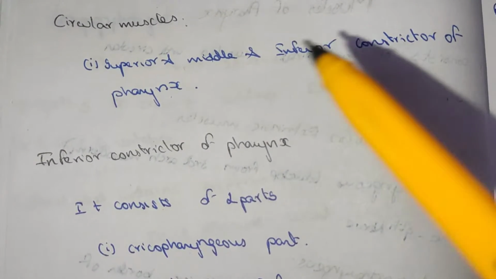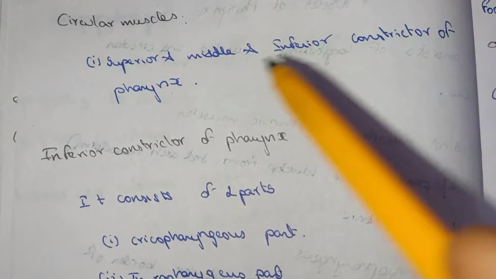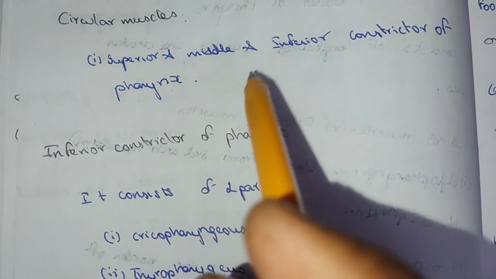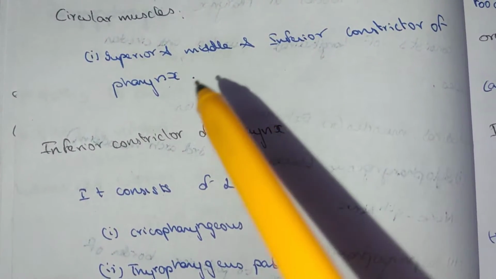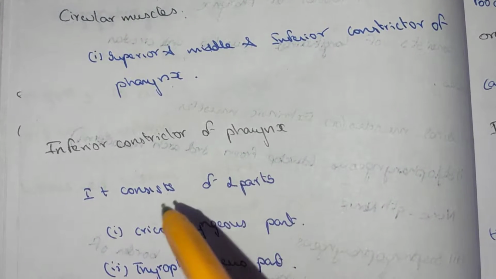The circular muscle, which is superior, middle as well as inferior constrictor of the pharynx. These are the circular muscles: superior constrictor of pharynx, middle constrictor of pharynx and inferior constrictor of the pharynx. Now you will see the inferior constrictor of pharynx.